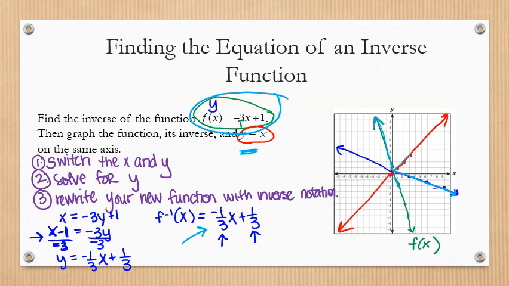And if I took this part of f of x and I reflected it over the line y equals x, I would get this part. So f inverse, the graph of that, is the reflection of f of x over y equals x.